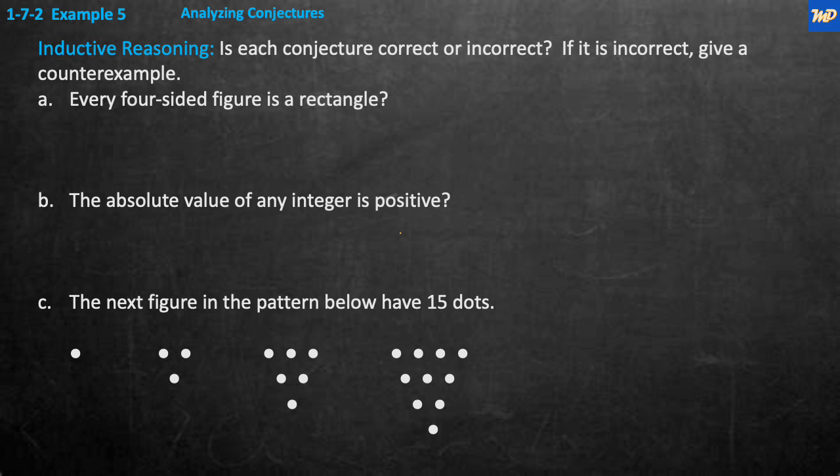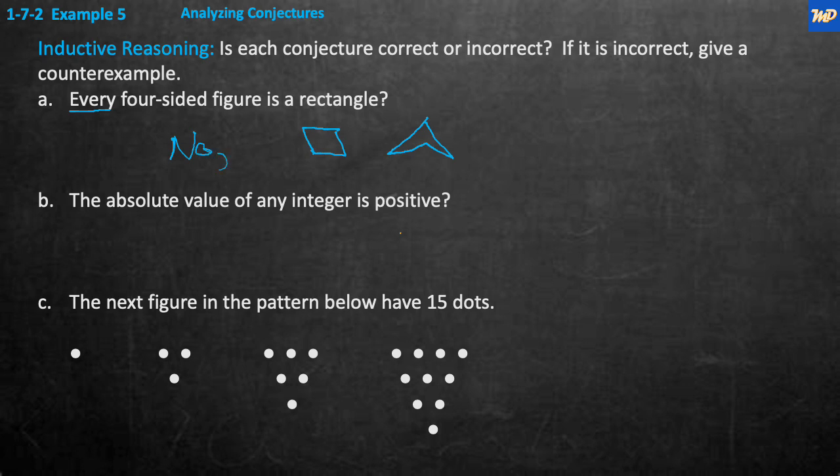It's saying here, every 4-sided figure is a rectangle. Well, we know that that's not true, right? We could draw a parallelogram. We could draw something like this. It's not a rectangle, but it's a 4-sided figure. It could be anything. It could be this, here like that, it could be like that. There's a 4-sided figure. Okay, so the answer is this is not a true conjecture. So it's no, it's not. And here's the counterexample.